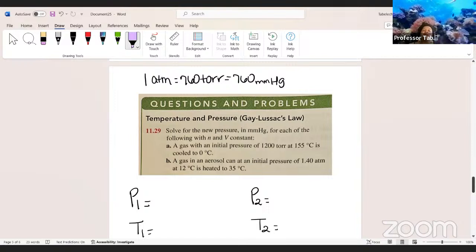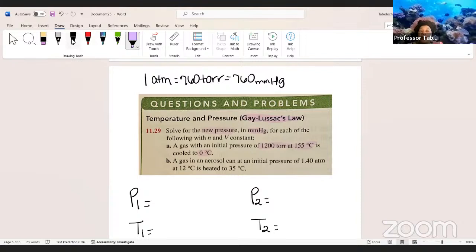Now, what you want to do, when we talked about this lesson yesterday, we discussed how when you're dealing with these problems, you've got to make sure that you follow and read each problem to solve for what they're telling you. So in this particular example here, it says solve for the new pressure in millimeters of mercury. We're still dealing with Gay-Lussac's law, which deals with pressure and temperature. Now, in this problem, they said that the initial pressure of 1200 torr at 155 degrees Celsius is cooled to 0 degrees Celsius. They want you to calculate the new pressure.